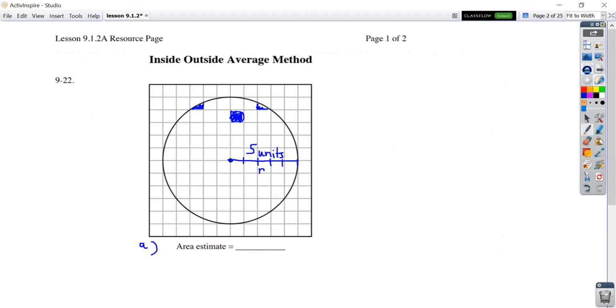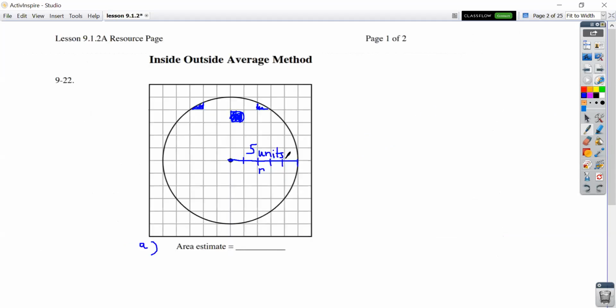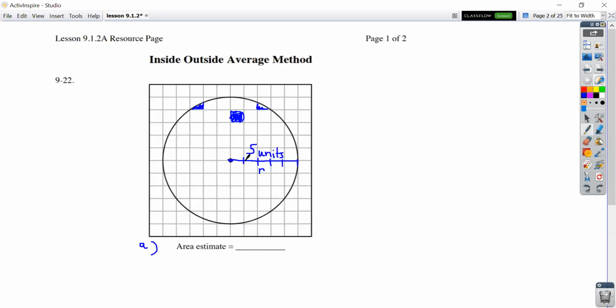All right, so on A, the radius, the distance from the center to the circle, is 5 units. So we have 5 units: 1, 2, 3, 4, 5. So we are counting the number of squares and parts of squares inside our circle to see how many little tiny squares we estimate to have inside the circle.